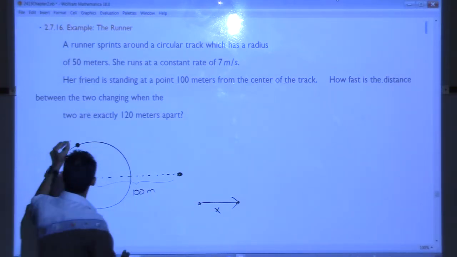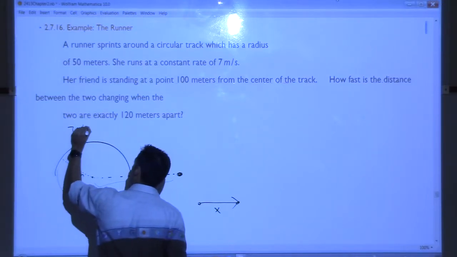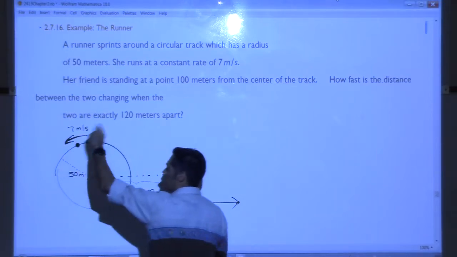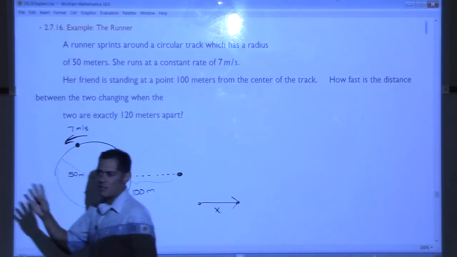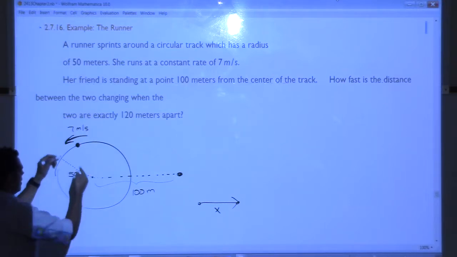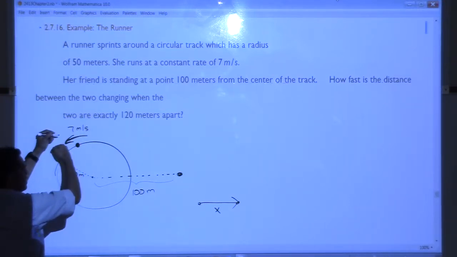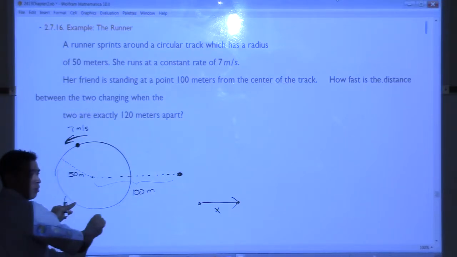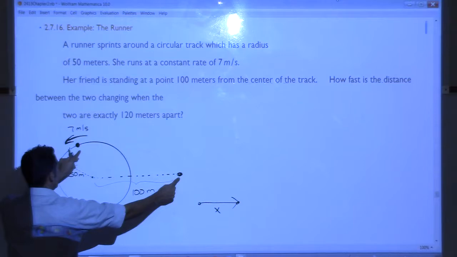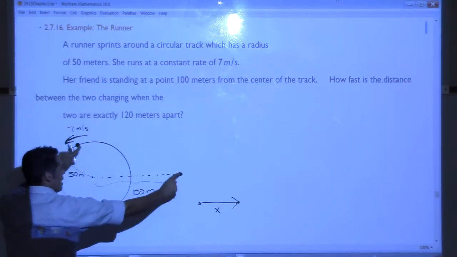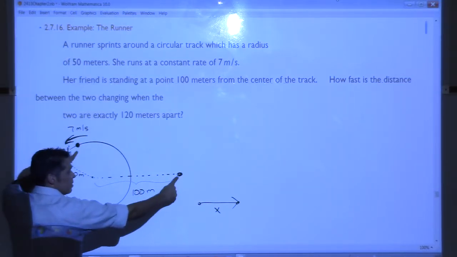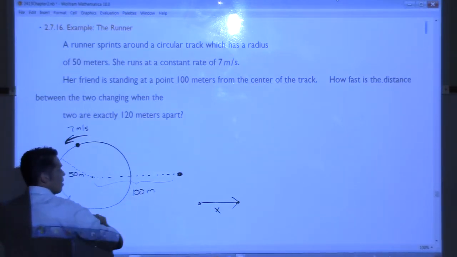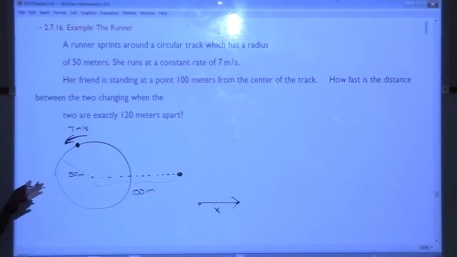So I will label it. I'm going to put 7 meters per second here, but I want us to understand that that's the runner's speed around. Now, clockwise and counterclockwise doesn't matter, because if she's running this way, she's running away from the observer, but on the other side, she'd be running towards the observer. The rope between them, if they were connected, would be coming out of this person's hand, but if she were down here, the rope would be going in, but it would be the same rate either way.